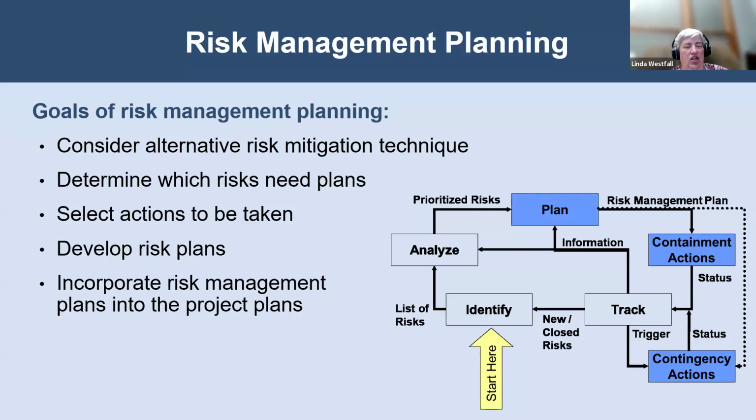We're going to change our budget. We're going to change our schedule. We're going to have different additional activities to implement the containment actions with assigned people, assigned resources, etc. And then we're going to have in our project plans a buffer to handle the contingency plans.